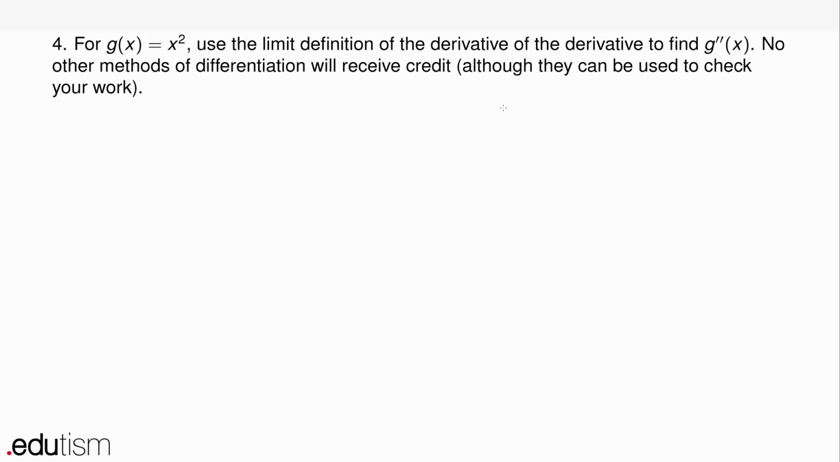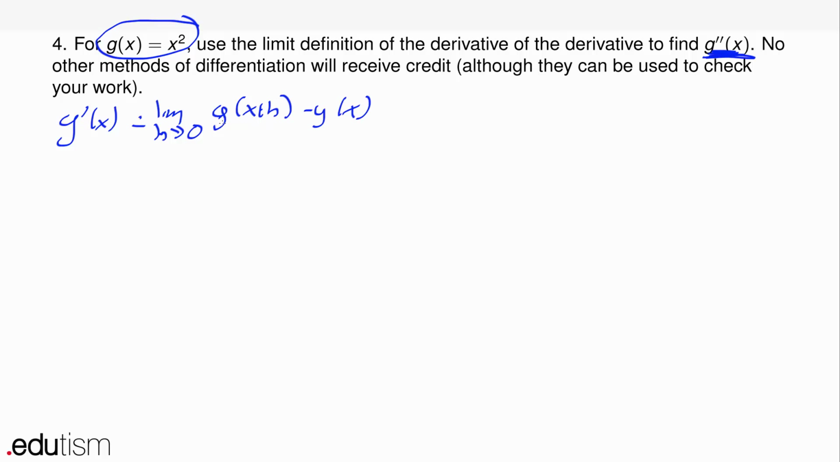In question 4 here, we've got the function g of x equals x squared. And we want to use the limit definition of the derivative to find the second derivative, to find g double prime of x. So, first, before we can find the second derivative, we've got to find the first derivative. So g prime of x is going to be the limit as h goes to 0 of g of x plus h minus g of x over h. Notice I'm using this definition of the derivative rather than the limit as x goes to a because we're trying to find g prime of x rather than g prime of a specific number.